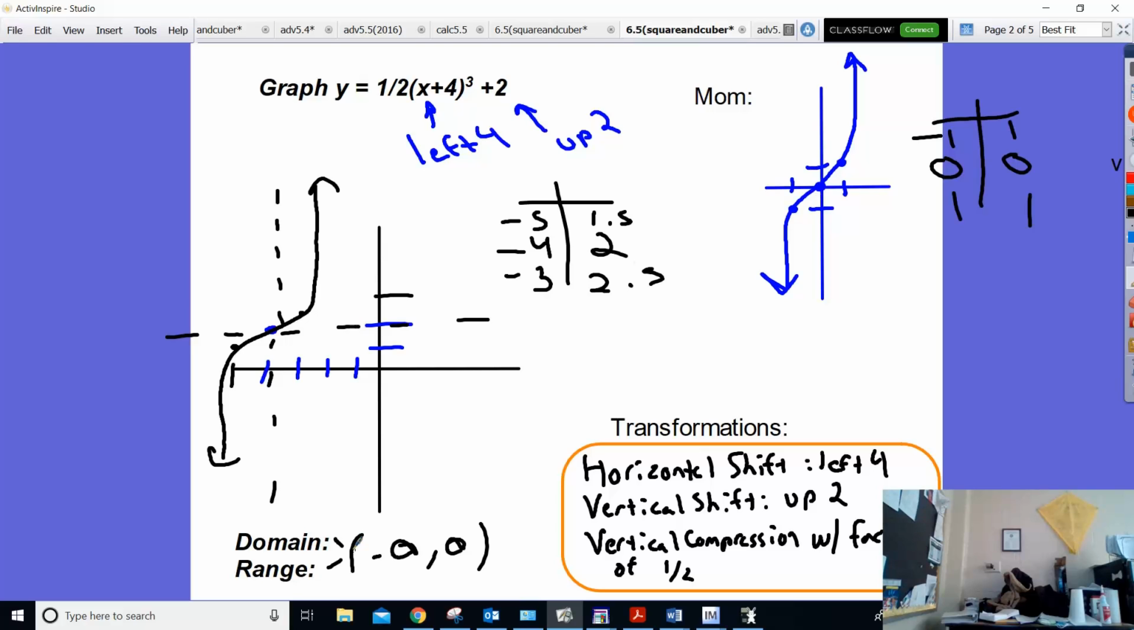Let's see, what's up next in your notes? Should be a cube root function. The graph on these.